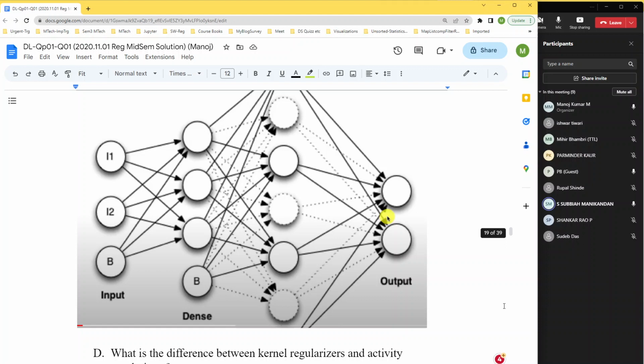Okay. One is Lasso, the other one is the Ridge operator. Ridge, L2. Okay, yeah, got it. L2 norm. Yeah.